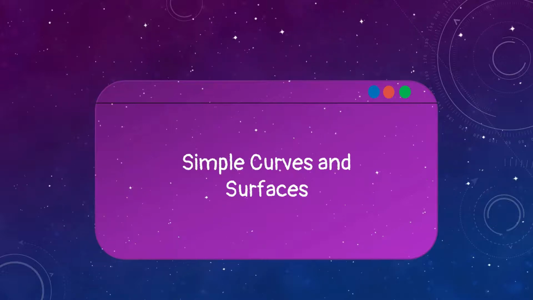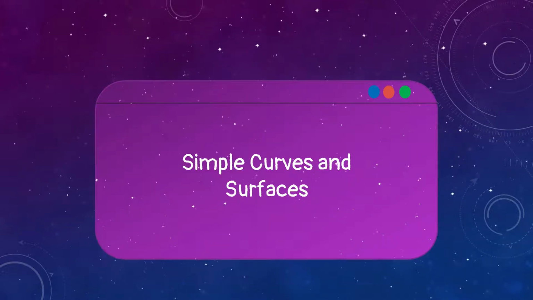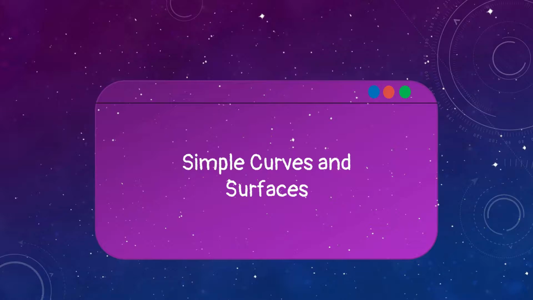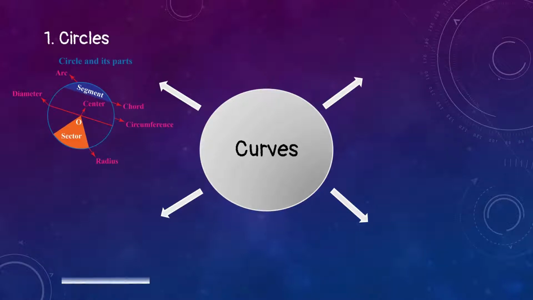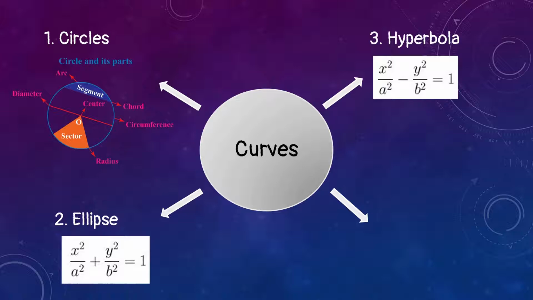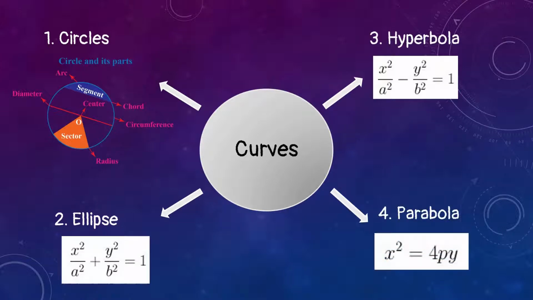So now I'm going to present the simple curves and surfaces that are commonly used in real-life applications. There are 4 types of curves that are commonly used in different fields. First is circles, second ellipse, third hyperbola, and fourth parabola. The formulas for the respective curves are displayed in the slides.